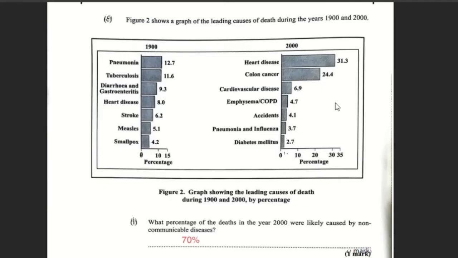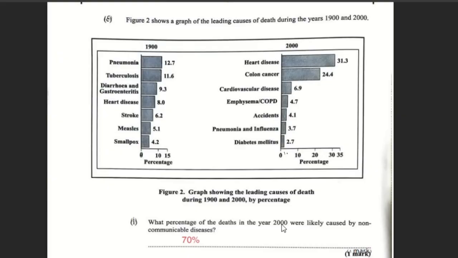Right, so basically it says figure 2 shows a graph of the leading causes of death during the years 1900 and the year 2000, right? So basically, this is 1900, this is 2000. So basically it's saying what percentage of the deaths in the year 2000 were likely caused by non-communicable diseases. So first we're going to have to look at 2000 since that is what it asks for.